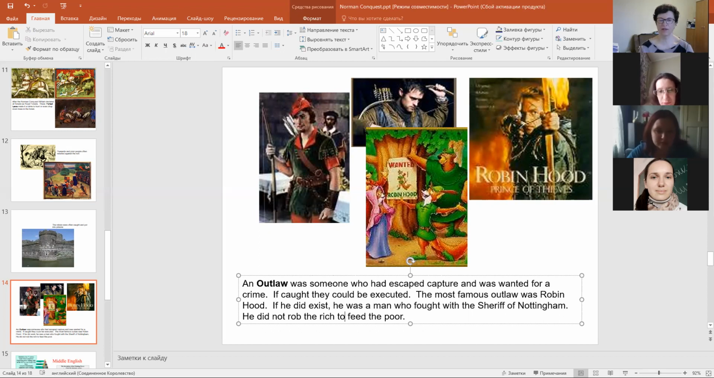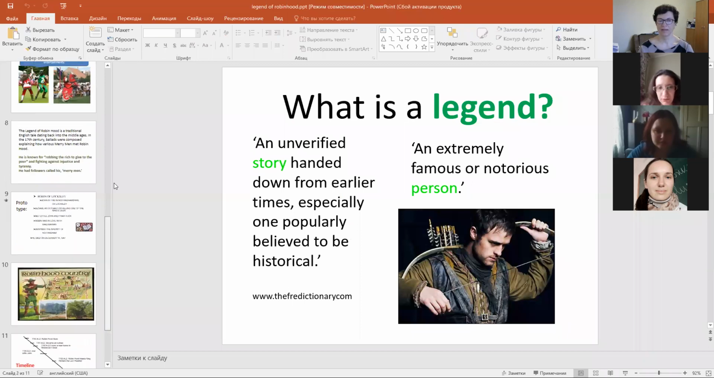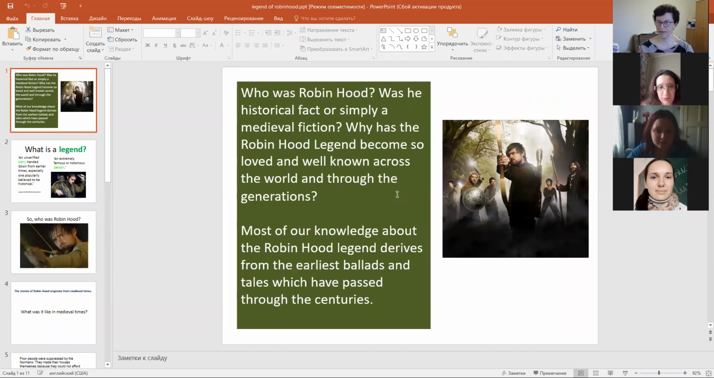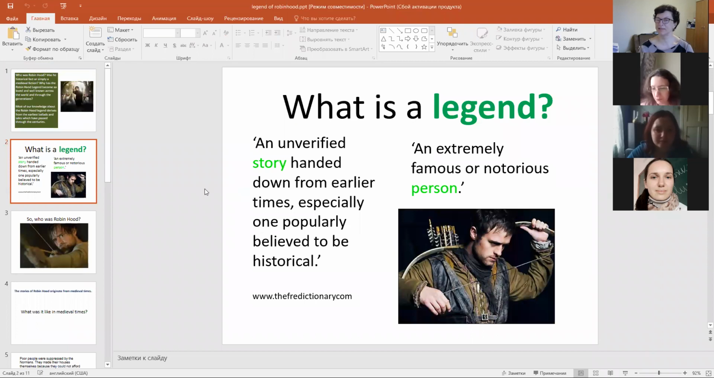Okay, good. Now let's go to the PowerPoint about Robin Hood, and we'll talk about him. Robin Hood is a legend. The story of Robin Hood is also described in many ballads. When we talk about the story, it's the legend. So what is the legend again? It is an unverified story handed down from early times, especially one popularly believed to be historical. It is also about an extremely famous or notorious person. So when we talk about Robin Hood, we talk about the legends. And the legend is about a person who probably existed.